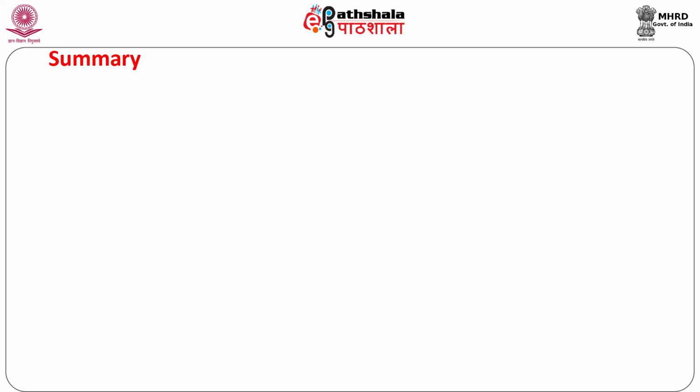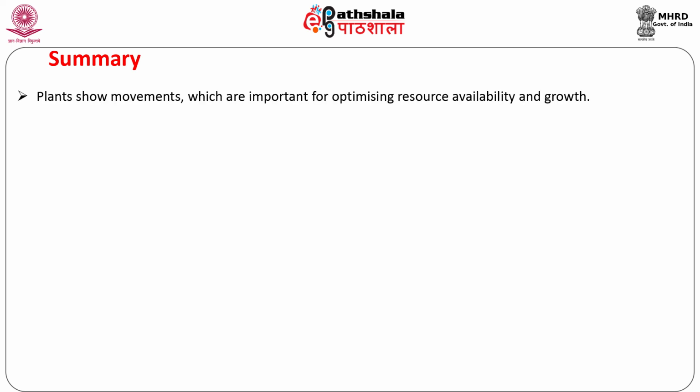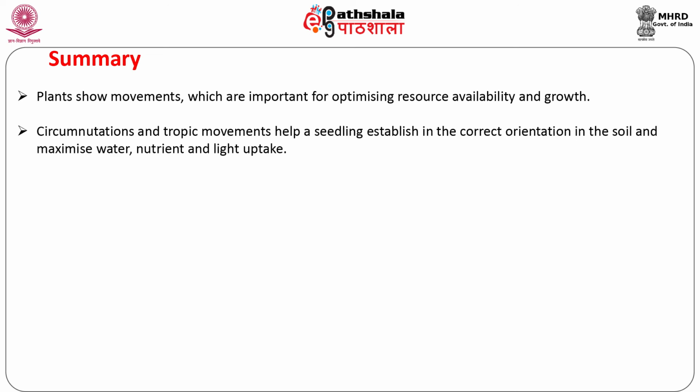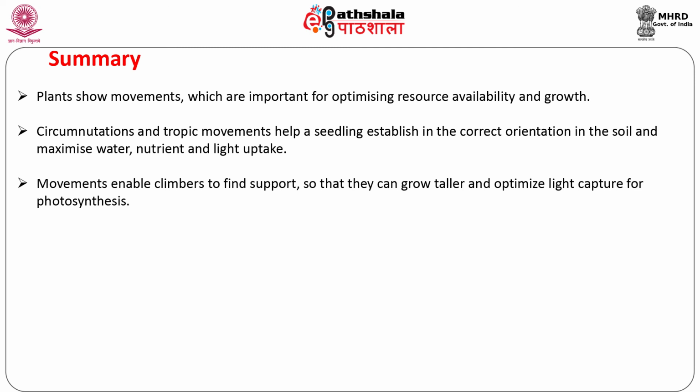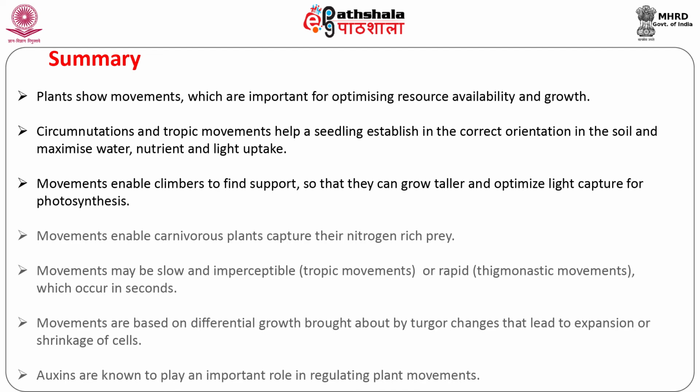Summary and conclusion. Plants show movements of various kinds which are important for optimizing resource availability and growth. For example, circumnutations and tropic movements help a seedling establish in the correct orientation in the soil and maximize water, nutrient and light uptake. Movements enable climbers to find support so that they can grow taller and optimize light capture for photosynthesis, or carnivorous plants to capture their nitrogen rich prey.